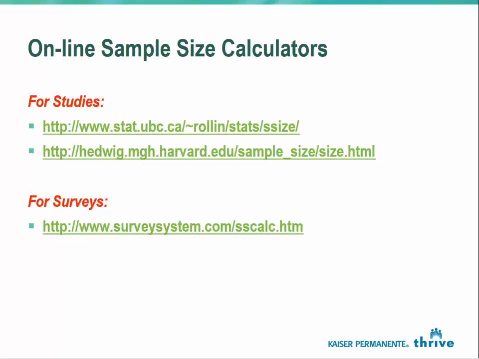So here are some online calculators for you to try. I recommend going in there and playing around with them. They're pretty easy to use. You'll have to look for different ones based on the type of outcome you're looking for: dichotomous versus continuous versus time to event analysis.